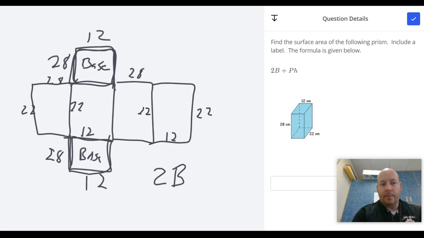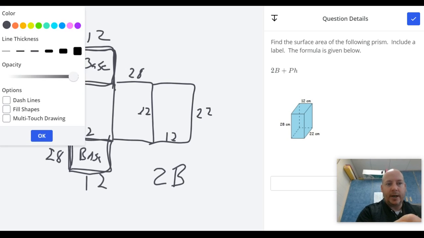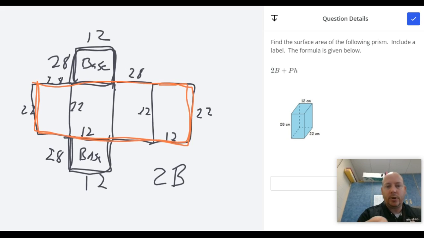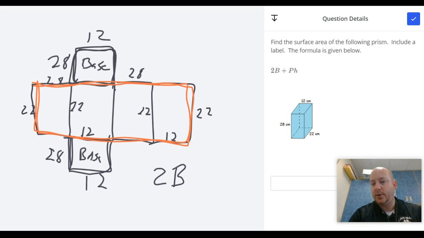Now, the middle part we refer to as the lateral area. That's the faces that are between the bases. You could find all of those areas individually and add them up. But when we look at it, it makes one big rectangle. So what we're going to do instead is find this length and multiply it by 22.